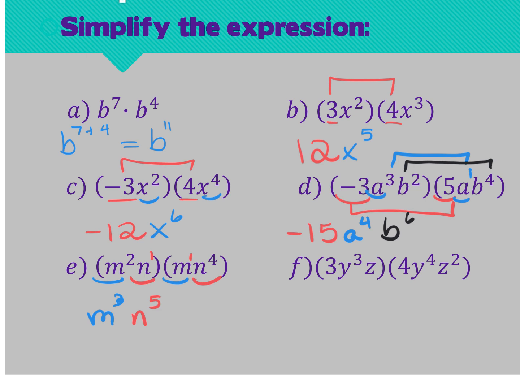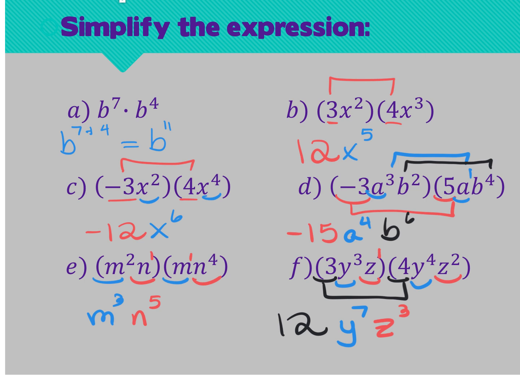On the next one, I'm going to go ahead and multiply my coefficients, the 3 and the 4. 3 times 4 is 12. I'm going to go back and look for my like bases. I have a y to the 3rd and a y to the 4th. I'm going to add 3 plus 4, and it becomes y to the 7th. And then z, again, this z has got an assumed power of 1. And then z squared, I'm going to add 1 plus 2, and it becomes z to the 3rd.